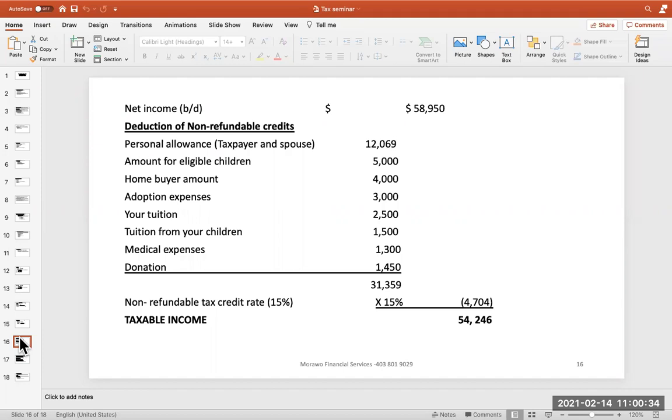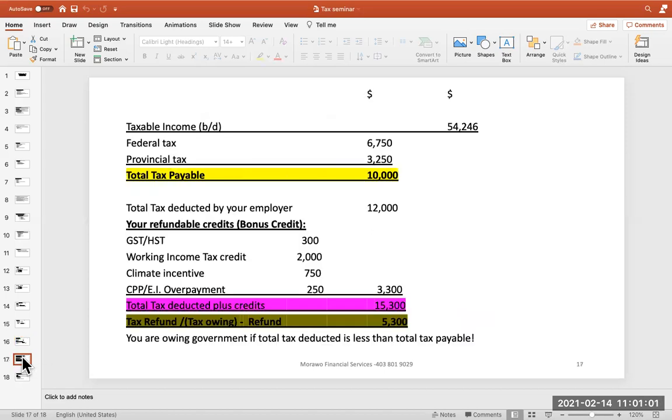So all these are added together to give us 31,359. But remember, you are given only 15% to be taken from your income. So 15% of this amount is 4,704. So we take it from here, it gives us 54,246. So this is now our taxable income. Let's go to the next.